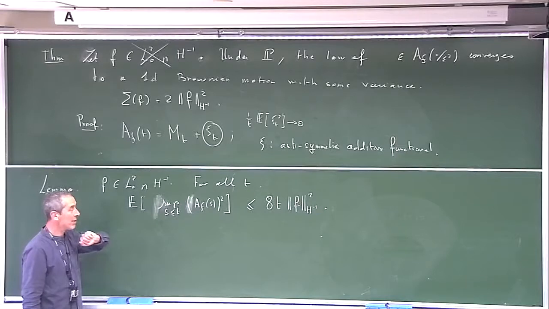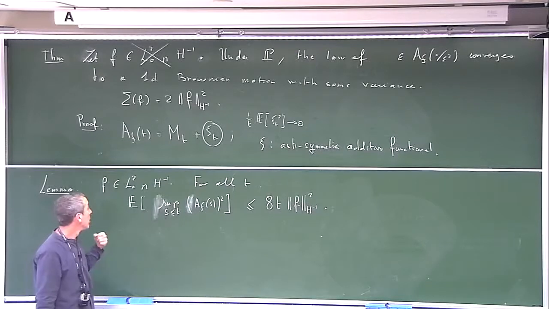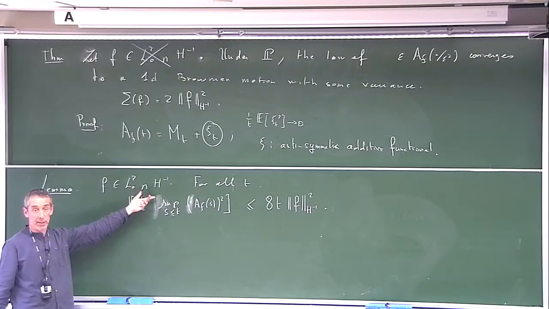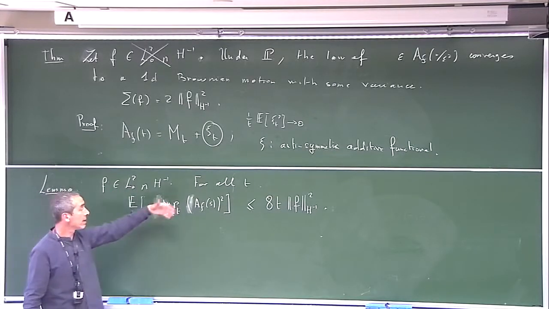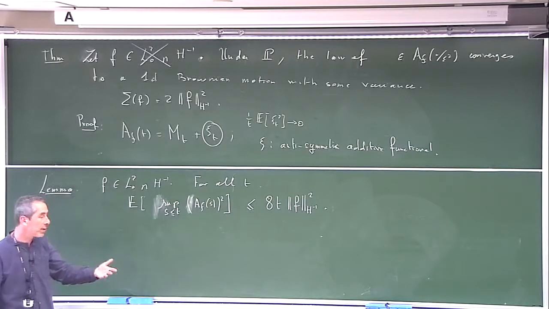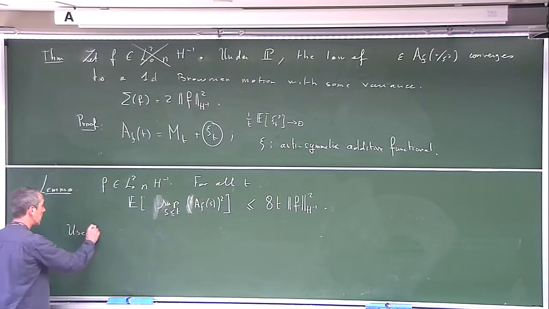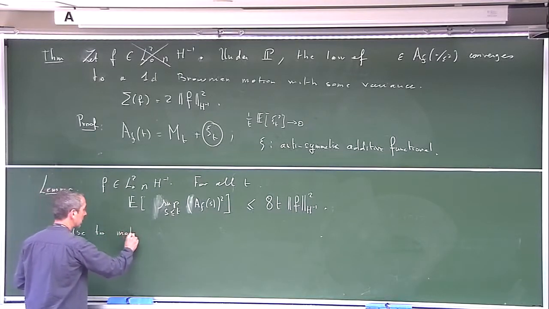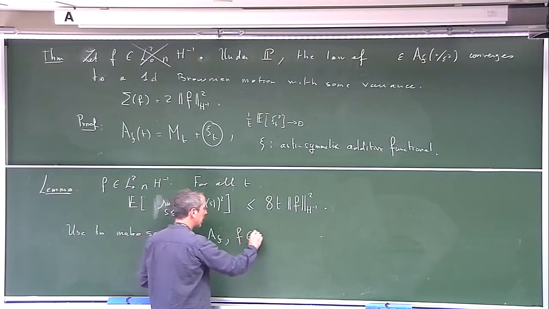Anyway, this is interesting in many respects for us. First of all, it's quite clear that once you have something like this, you can take an f which is not in L2, 0, take it in H minus 1, and approximate it by functions f which are in L2, 0 and in H minus 1, and then you see that things are going to converge. You will get something in the limit, some process, so you can use this estimate to make sense of Af when f is in H minus 1, and not necessarily in L2, 0.